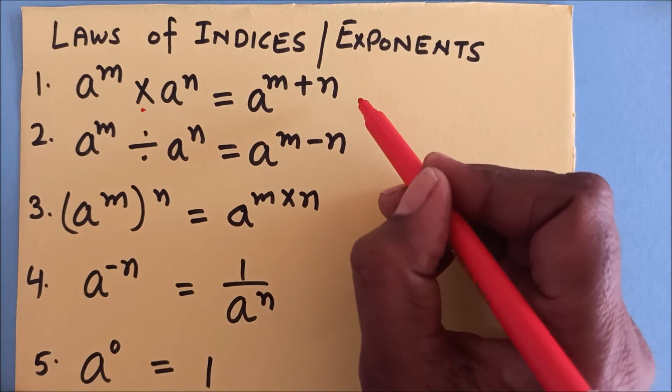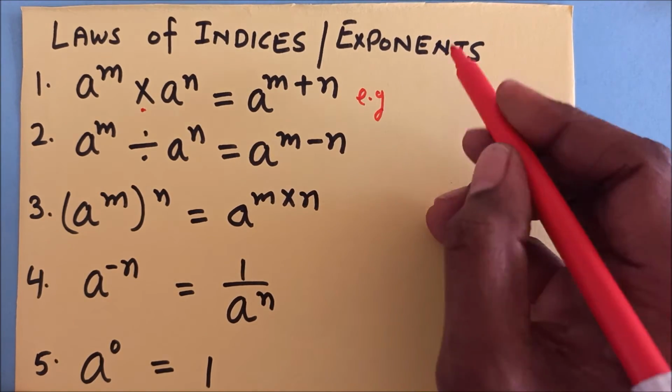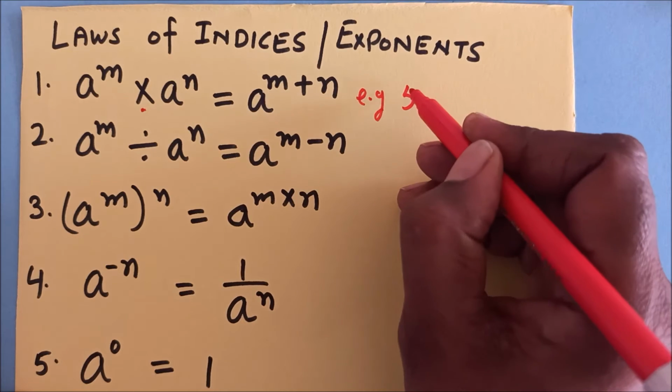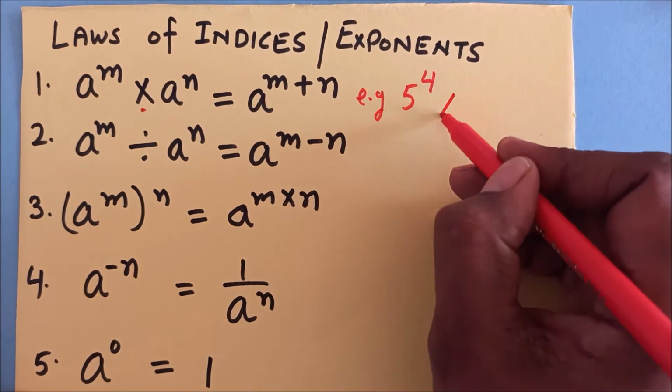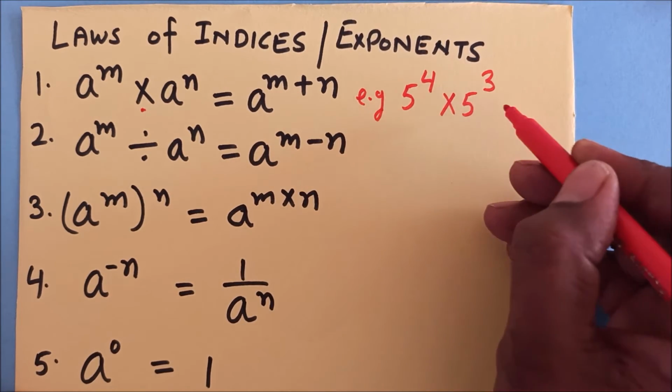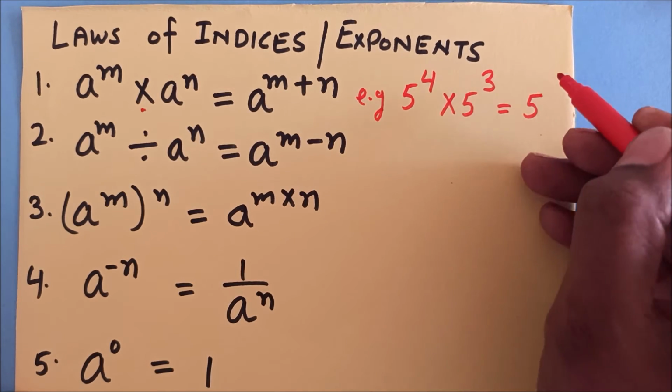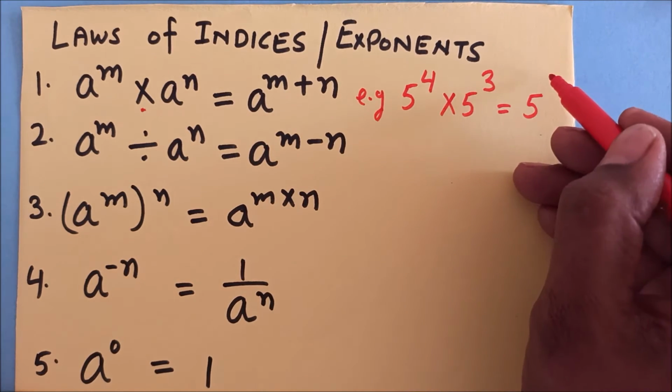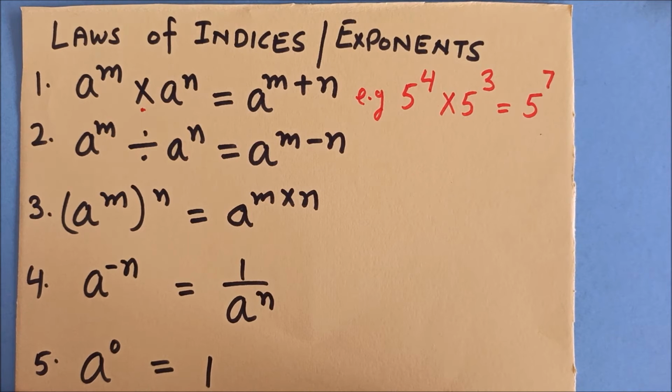For example, I can give an example here. You have 5^4 times 5^3. So our answer will be 4 plus 3, which is 7. So the final answer will be 5^7.